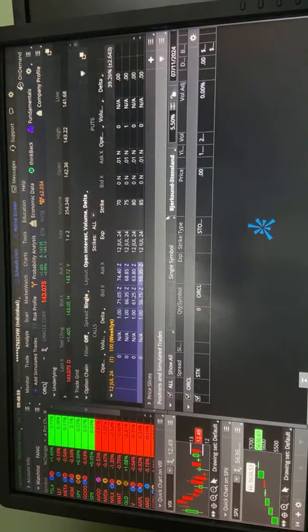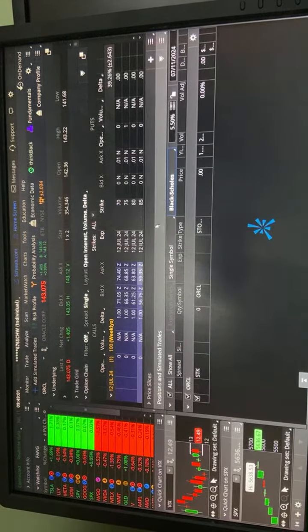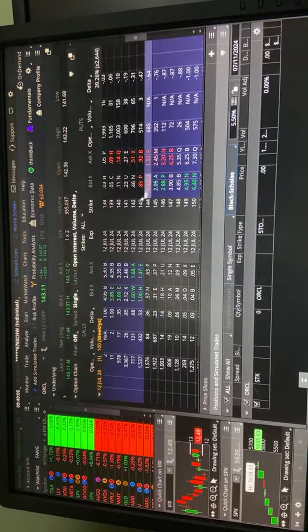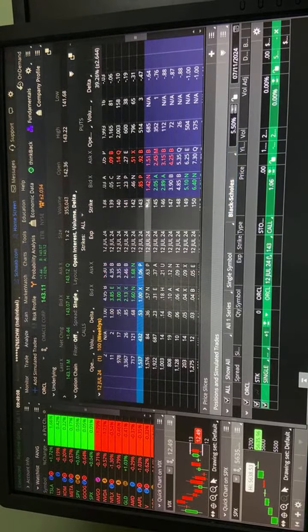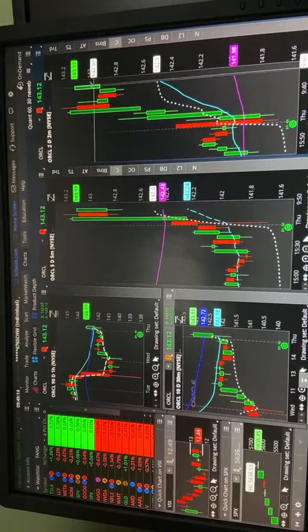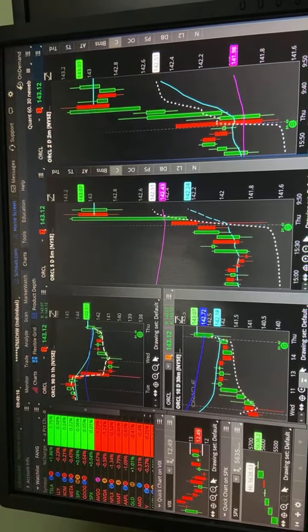But I've got the time limit here. I'm already over it. Oracle's fairly cheap too. You can get something for about $1.43 at the money. Not too bad there. You do have a positive COG close right now that just happened, and I know my Phantoms know what to do there.